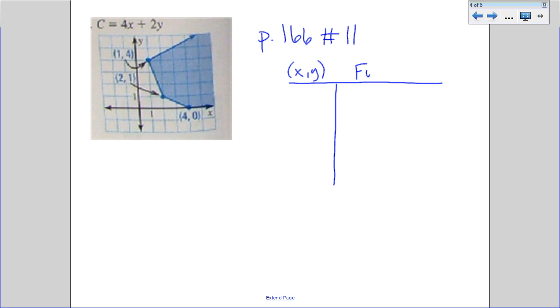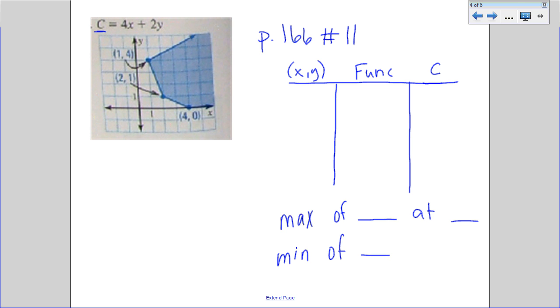I should see your function. And I should see whatever you're maximizing. And in this case, it's C. So I should see your C. So I should see those. And then I should see a max of blank at blank, a min of blank at blank. So that's the work I should see for number 11. Don't put it on your notes, guys. Put it on your homework because that's where it belongs.